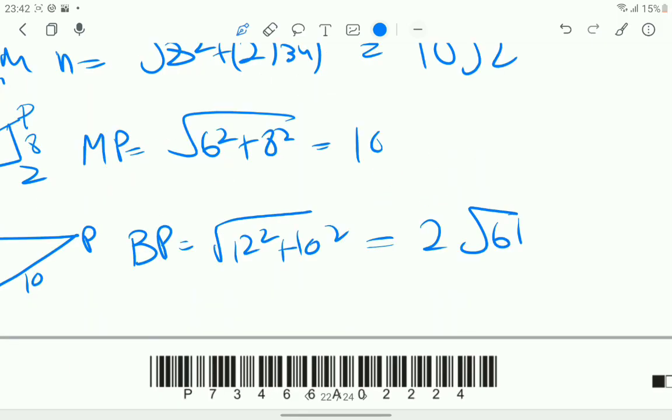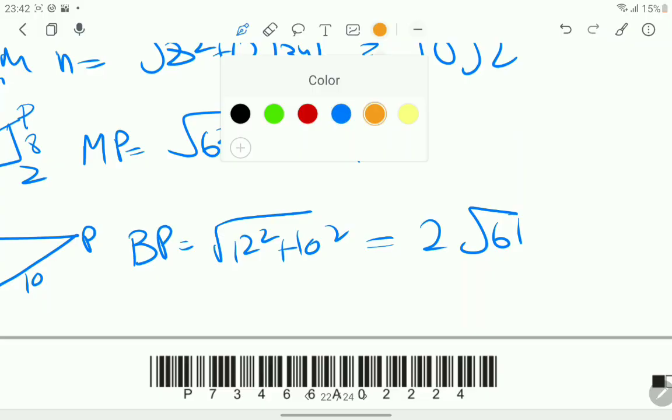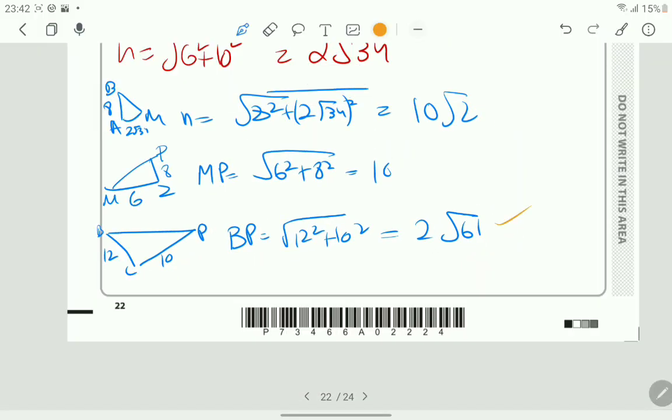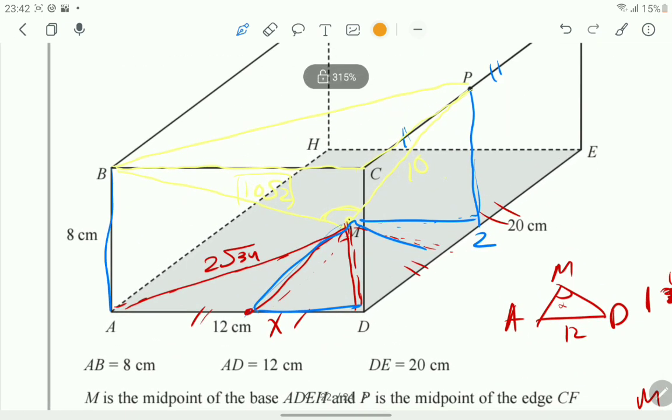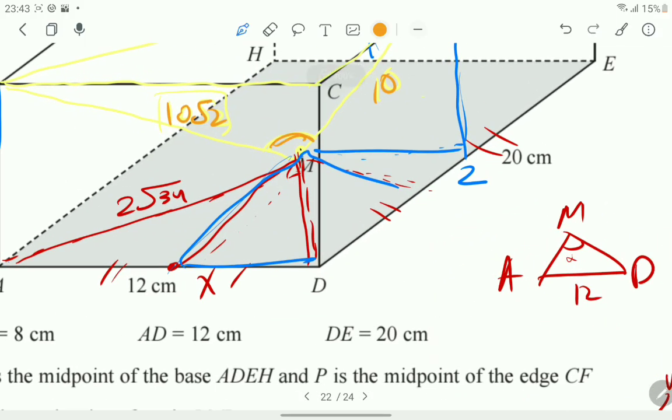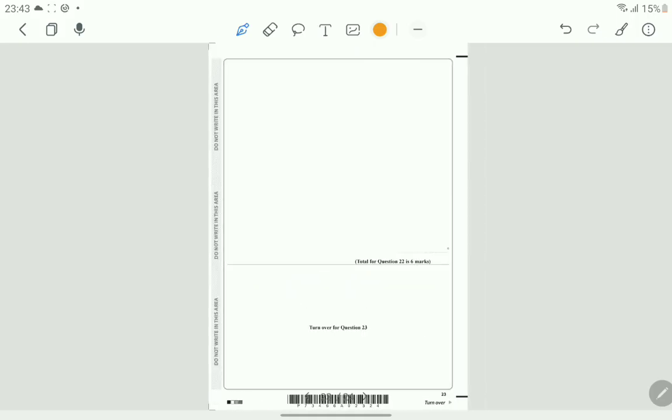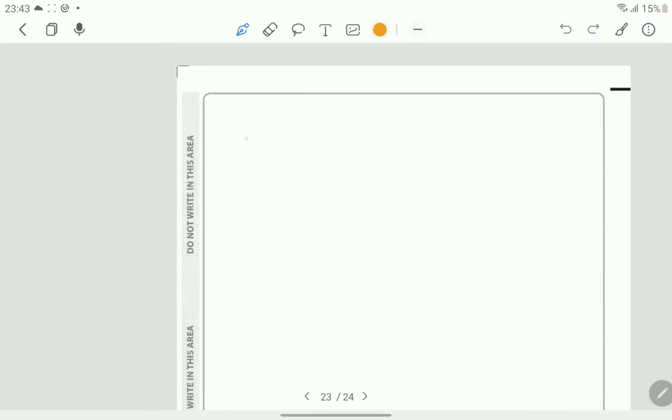So now that we have three sides of the triangle BMP, this and this and this, so let me just, this color is not very nice, so this is 10 under root 2, this is 10, and this is now 2 under root 61, and we need the angle BMP. Let's look at the next page. They have given plenty of space for this question because they knew it would take some working. PBM, this is 2 under root 61, this is 10 under root 2, and this is 10.